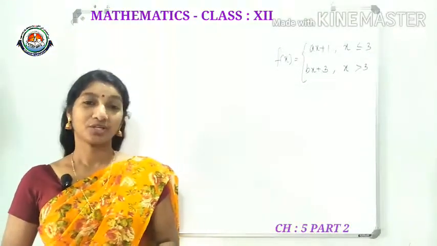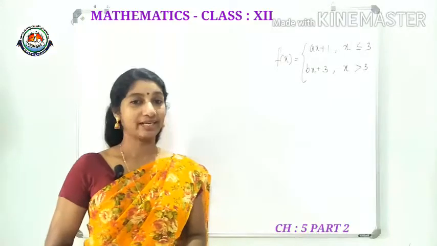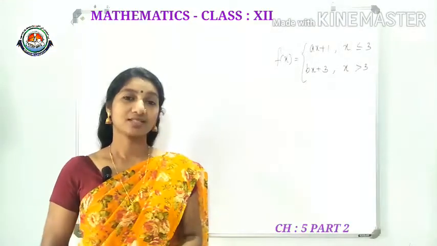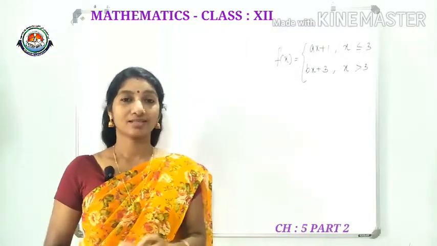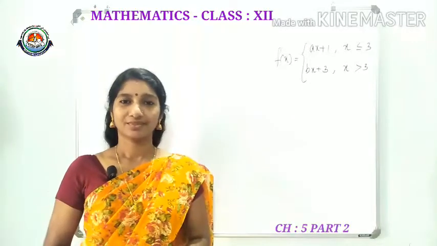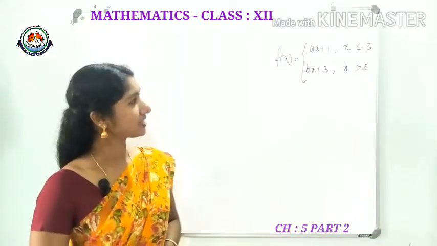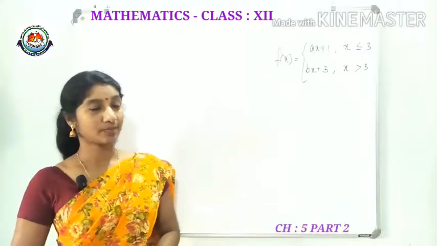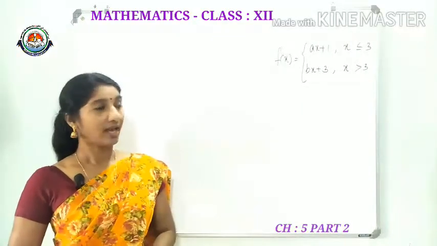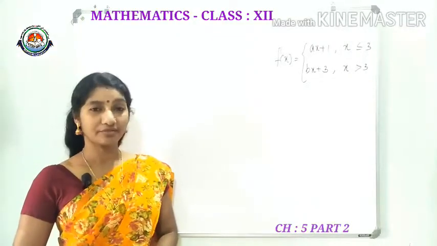Today we are going to continue the same chapter, continuity and differentiability. And in the last class we were discussing what continuous functions are. One function is given: f of x equal to ax plus 1 if x less than or equal to 3, and f of x equal to bx plus 3 if x greater than 3.